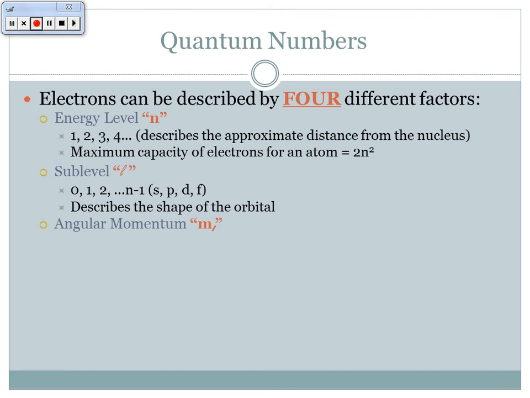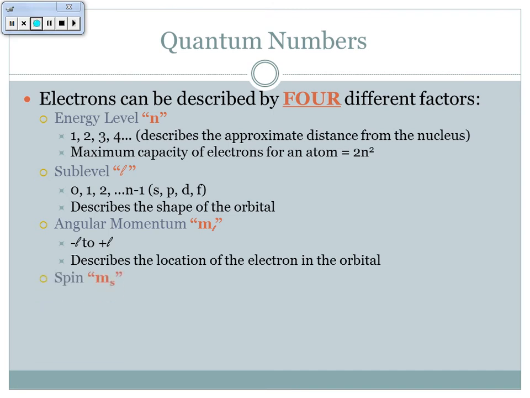Next, the angular momentum, or M sub L. This has a numerical range of -L to L, and it describes the location of the electron in the orbital. We're going to get more into this when we specifically talk about M sub L.